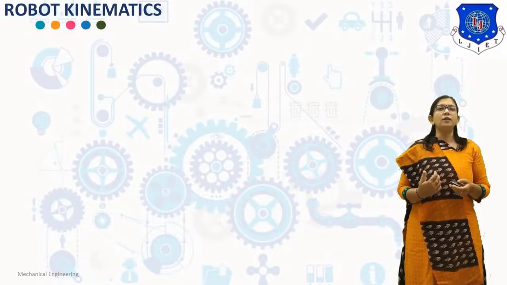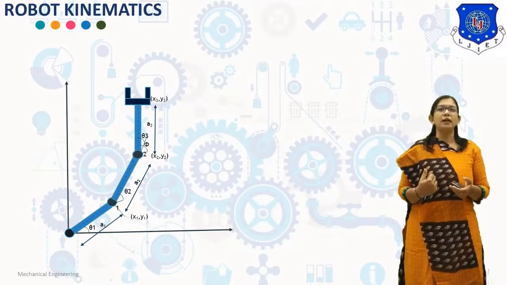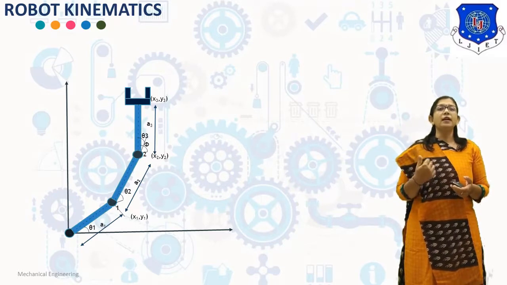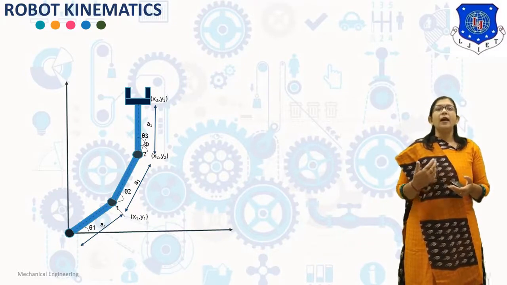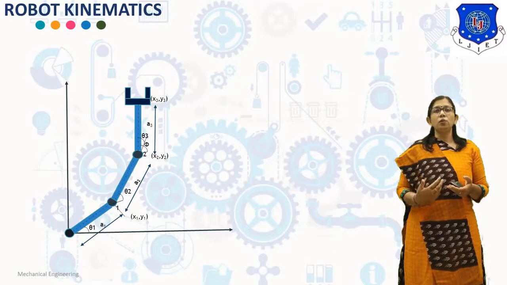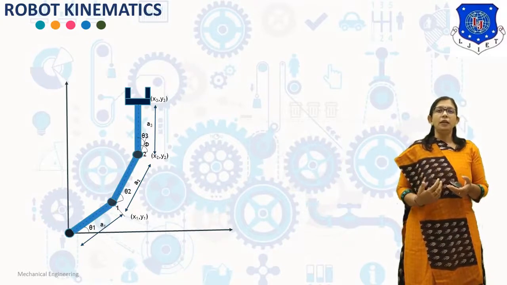Now consider a robotic arm having three joints 1, 2 and 3, as you can see in the diagram. The end effector is connected at joint 3. The length of link 1 is A1, link 2 is A2 and link 3 is A3. The angle of link 1 with the horizontal is theta 1. The angle between link 1 and 2 is theta 2 and the angle between link 2 and 3 is theta 3.